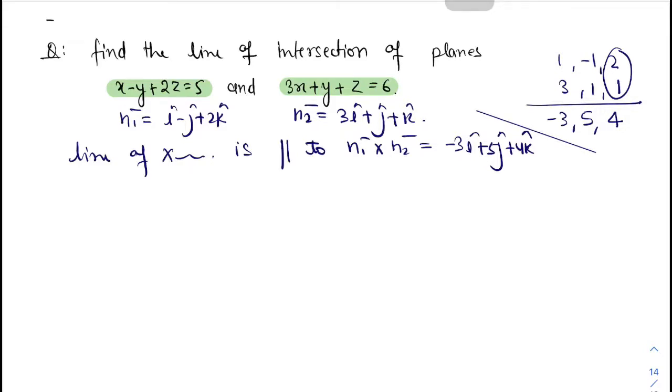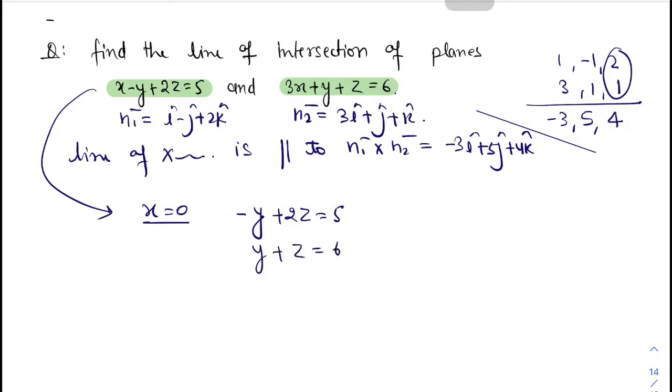The only thing that we need is any point on the line of intersection. So what we can do is start by putting x equal to 0. So we are left with minus y plus 2z equal to 5, and the other equation is y plus z is equal to 6. Simply add these two equations, we get 3z equal to 11, or z is equal to 11 upon 3.